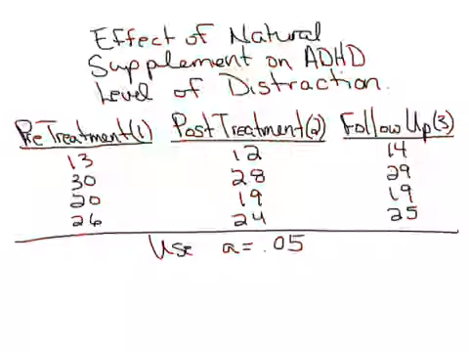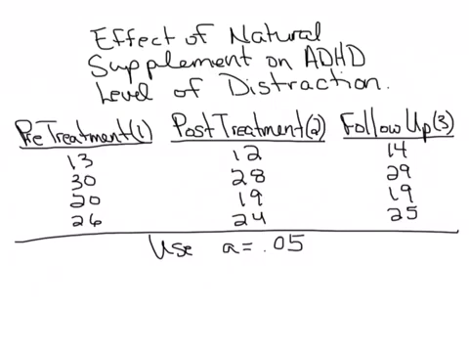So we're going to walk through calculating a repeated measures ANOVA. As you can see, we are talking about individuals who have taken a natural supplement, and these individuals were diagnosed with ADHD, and we're looking at their levels of distraction.